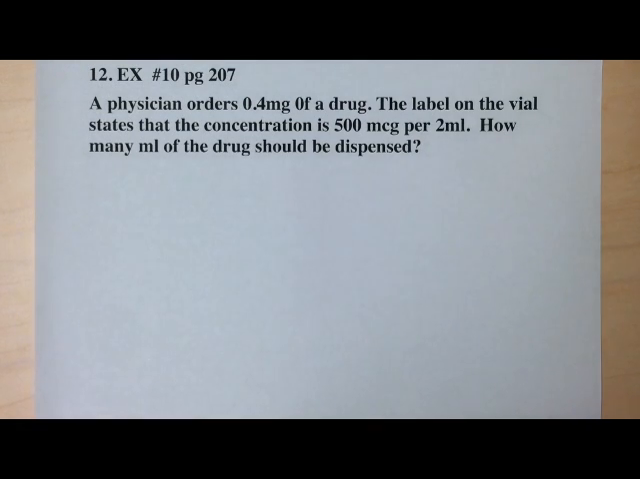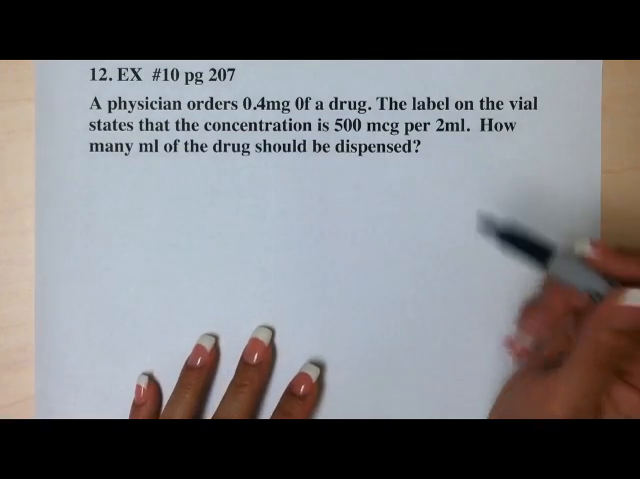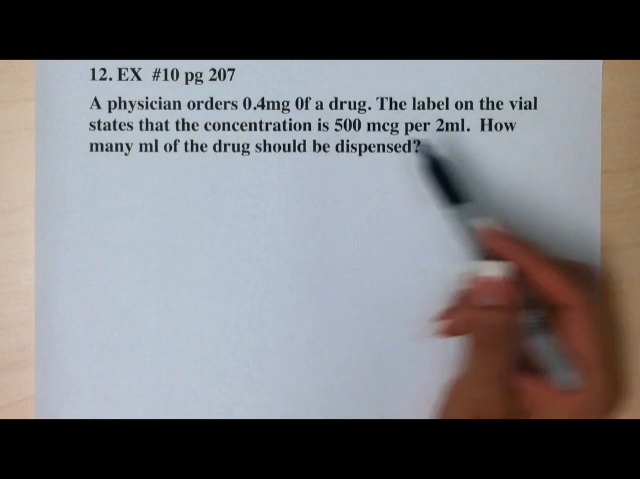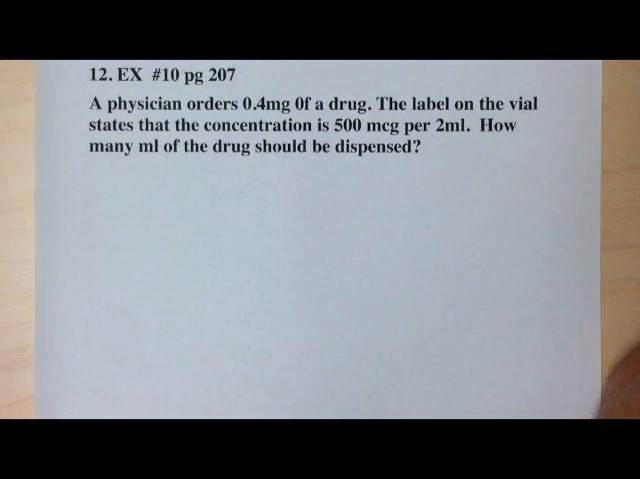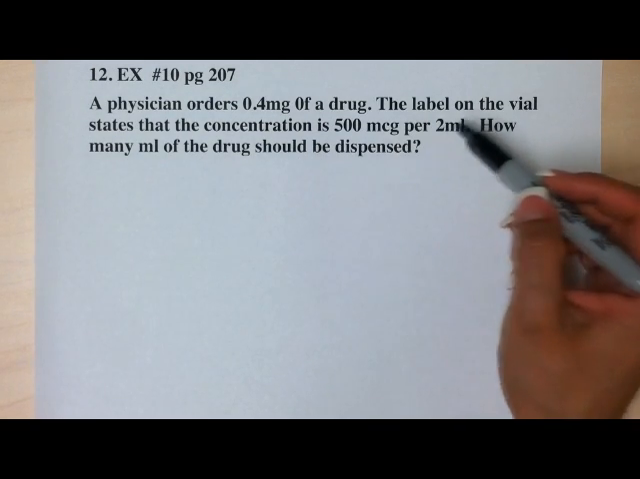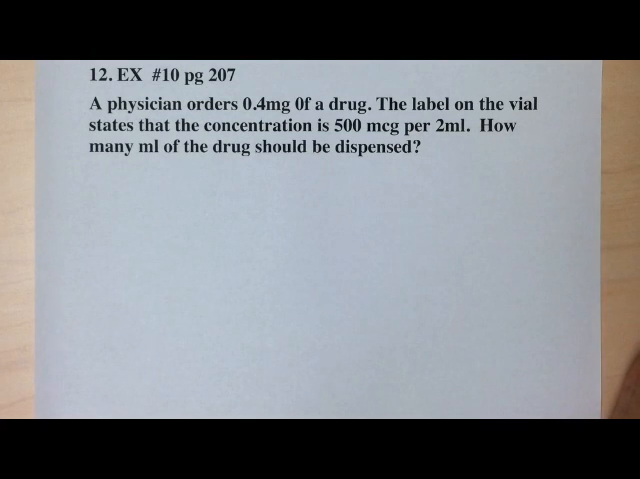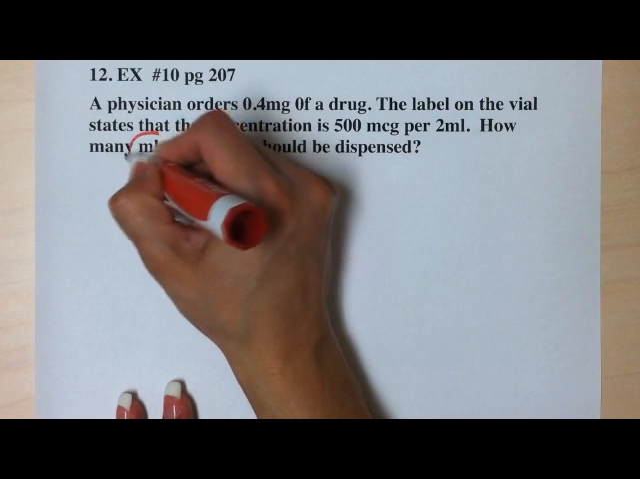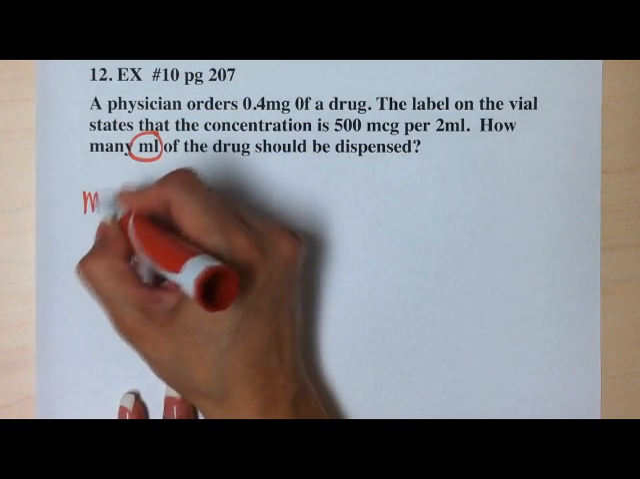So in this question, we have a physician ordering 0.4 milligrams of a drug. The label on the vial states that the concentration is 500 mcgs or micrograms per 2 mLs. How many mLs of the drug should be dispensed? Now let's key in on what they're asking here, and they're asking for how many mLs.